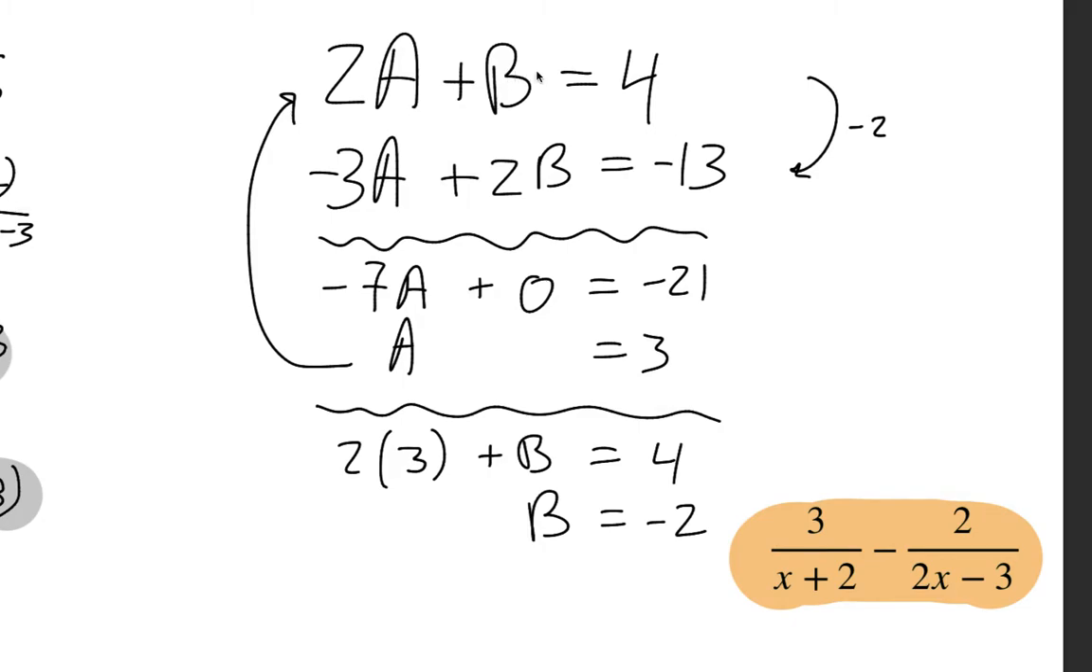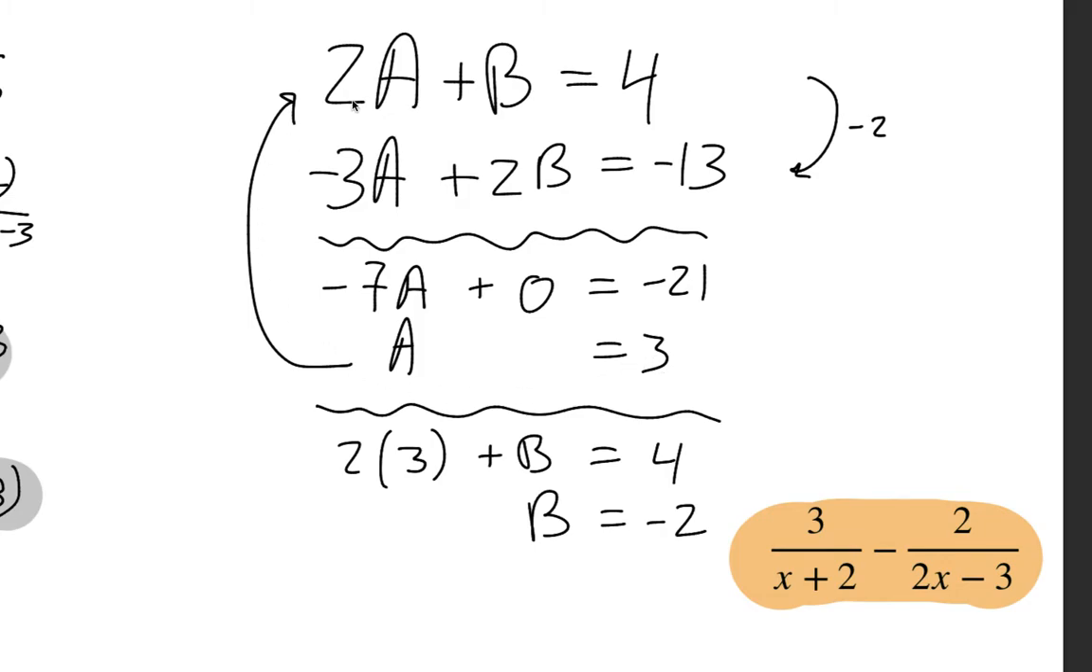Like b times negative 2 is negative 2b, and you add it to this, you get 0. 2a times negative 2 is negative 4a plus negative 3a is negative 7a. And 4 times negative 2 is negative 8, and plus negative 13 is negative 21. Aha, this is an equation I can solve for a. I get a is equal to 3.